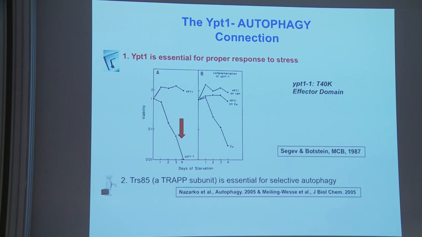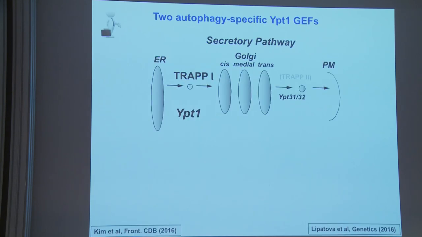Then another group came up with a subunit of TRAPP, also with a role specifically in this process. And then we did a yeast two-hybrid screen, and to our surprise, maybe we shouldn't have been so surprised, we got ATG11, one of the ATGs that Ohsumi discovered in his screen for ATG mutants. And we got it by yeast two-hybrid, so I'm not going to talk much about it.